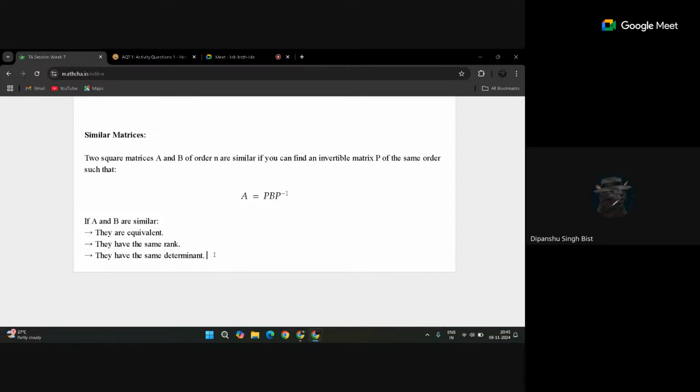So I will just put one more thing. Vice versa is not true. One example would be minus 2I and 3I. They are equivalent matrices, but they are not similar. Okay, so this was about the similar matrices.